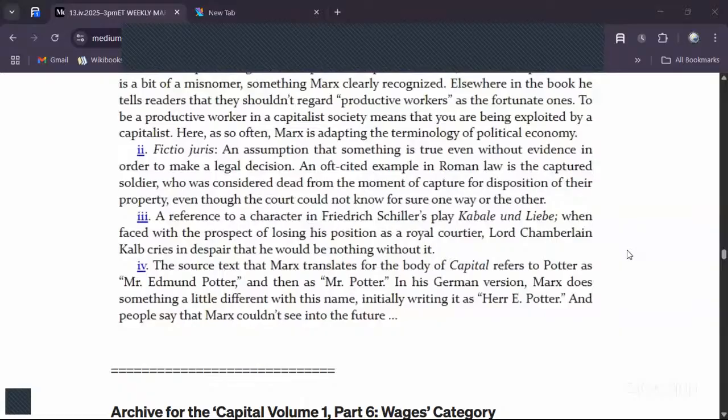The source text that Marx translates for the body of Capital refers to Potter as Mr. Edmund Potter and then as Mr. Potter. In his German edition, Marx does something a little different with this name, initially writing it as Herr E. Potter. And people say that Marx couldn't see into the future. Anyway, so much for that.